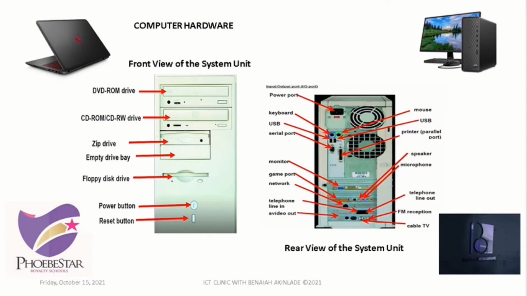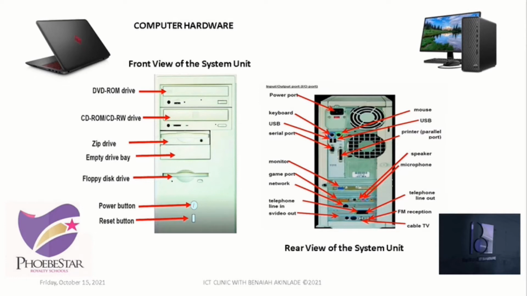These two pictures indicate the front and rear view of the system unit. We can see some items that we find on the system unit. These two pictures also represent how the view of a desktop system unit looks like. These devices that we are looking at, such as the DVD-ROM and the floppy disk drive, are also some of the features that we see on a desktop system unit. So the rear view also shows the power port, the keyboard slot, the mouse slot, parallel printer port, and other things.